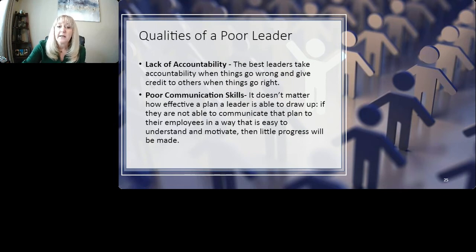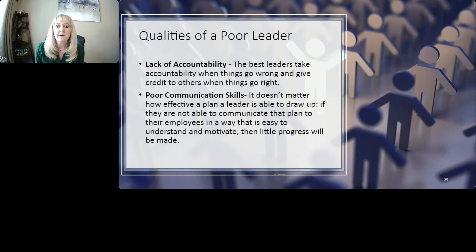Lack of accountability. The best leaders take accountability for what goes wrong and give credit to others for what goes right. Often I'd be praised that something we did was really wonderful as a team. And I always would tell them, it's not me. My team makes me look good. Thank you so much for acknowledging them. And if there was someone to give credit to, I would give that specific credit. But on the flip side, if we messed up, guess who took all the responsibility?